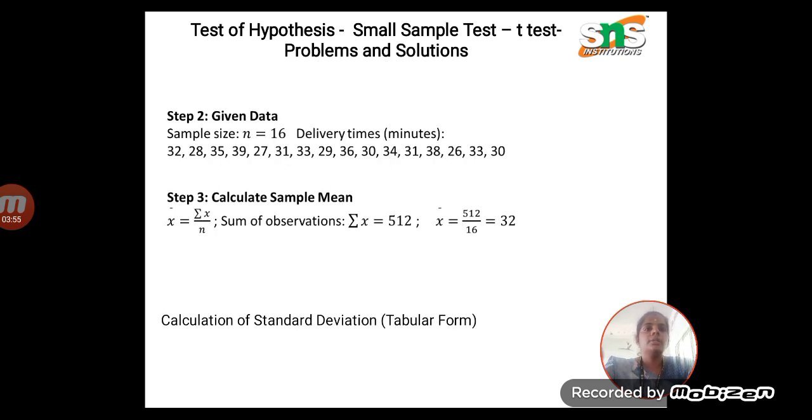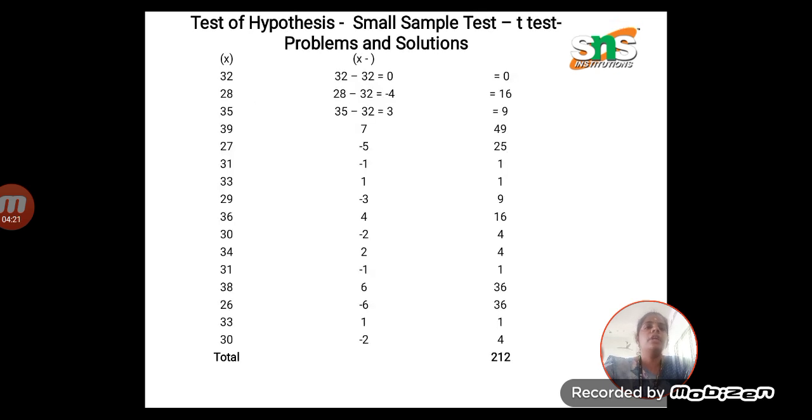So the given data are 32, 28, 35, 39, 27, 31 and so on till 30. To find the sample mean, we have to sum all the values and divide by the number of values. If we sum it, we get the value 512, whereas the sample size is 16. So I am going to divide it by 16. So my value is 32. Here the standard deviation value is not given, so I am going to calculate the standard deviation. In the previous problem it was given directly, so I took that value.